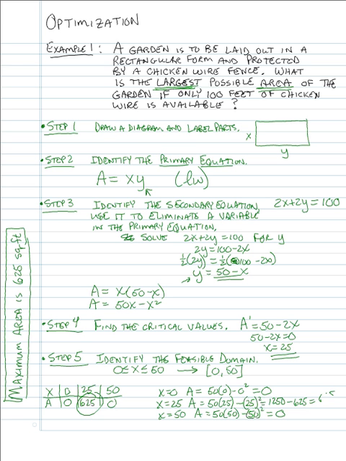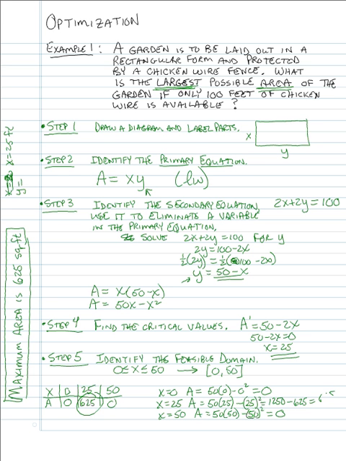Now, this wasn't asked, but we could certainly find the dimensions, couldn't we? Because we know the x value is 50, so we know x is 50, and what about y? Well, excuse me, not x is 50, x is 25. My bad. X is 25.